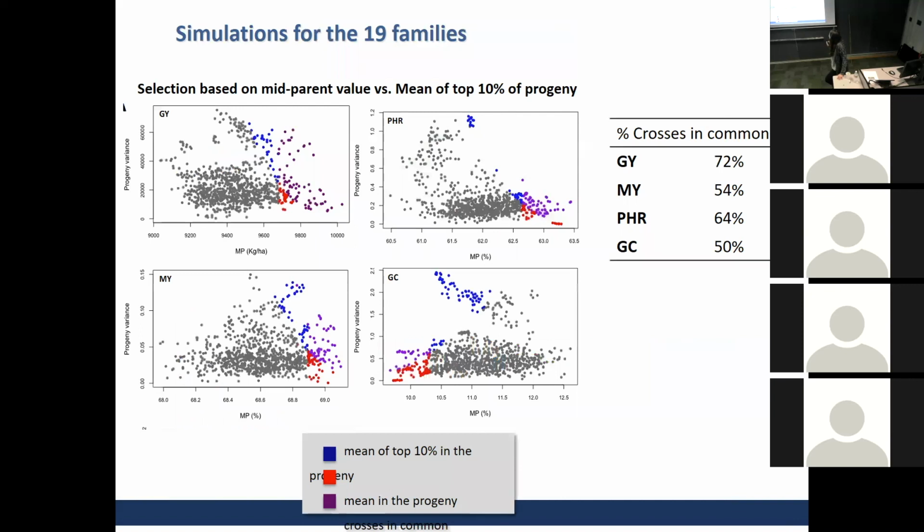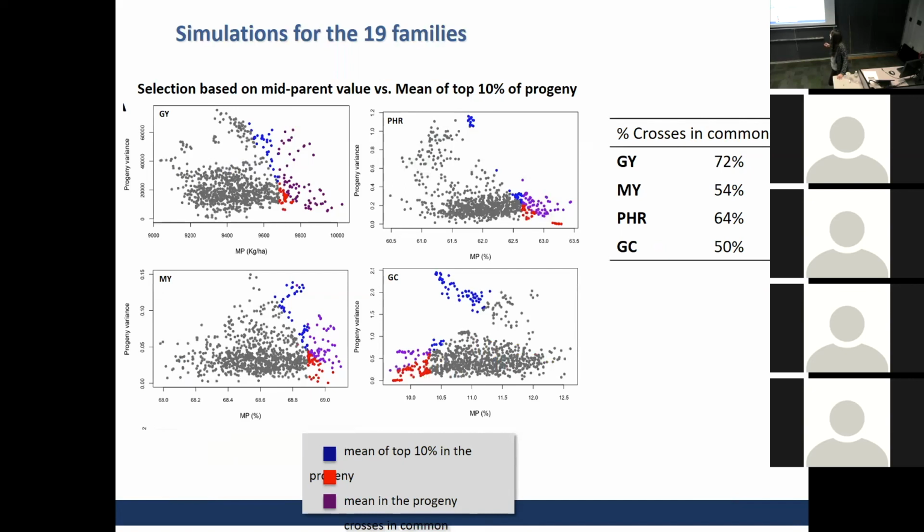So these are the results. As I told you, we made these crosses in the field in Uruguay, brought the F1 seed here to Cornell, planted it in the greenhouse, and genotyped everything. These are the results from the simulation for each trait. We simulated all the possible combinations between these 19 families, and we calculated the mean and the variance of each simulated progeny.